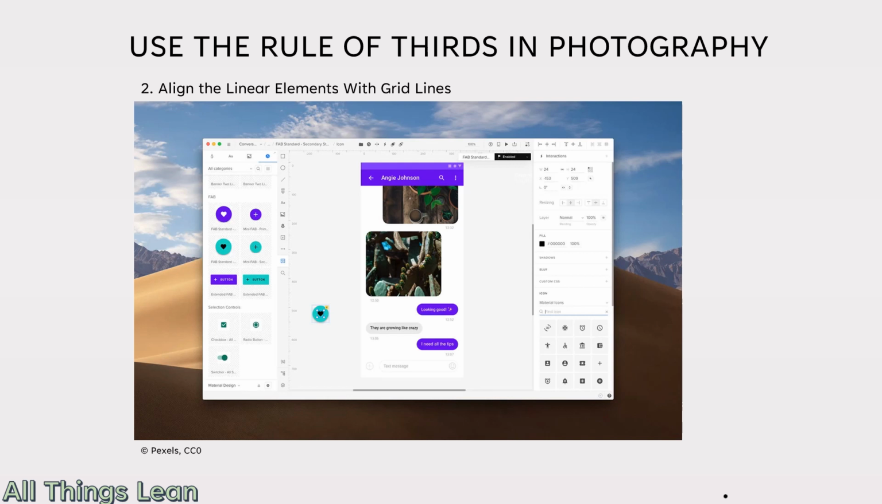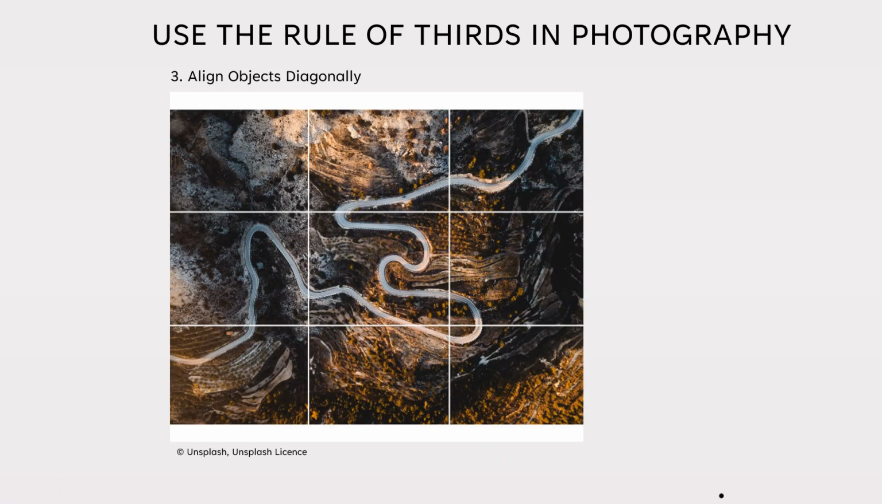Instead of placing the horizon line in the center, align it with one of the grid lines. Aligning it with the lower grid line, such as in the image, brings far more focus to the sky.